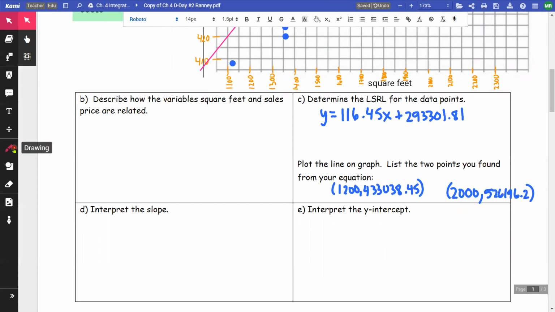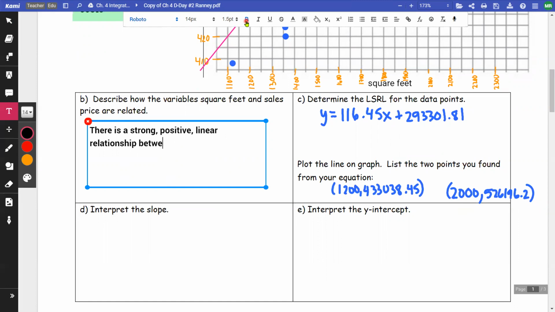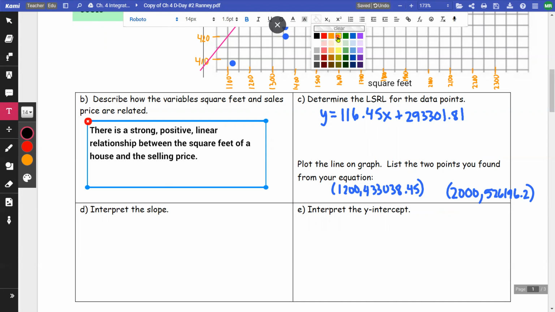So now I'm going to do my sentence frames. For my sentence frames, I'm going to say there is a strong, positive, linear relationship between the X and the Y, between the square feet of a house and the selling price.